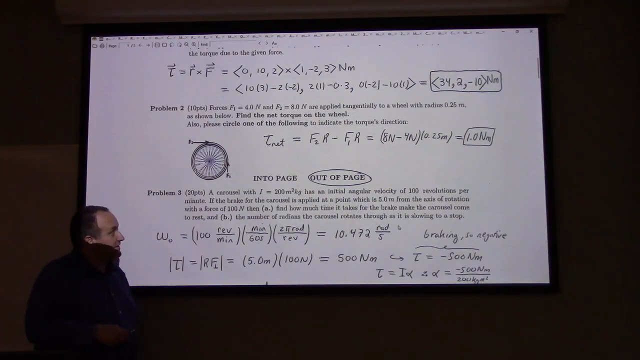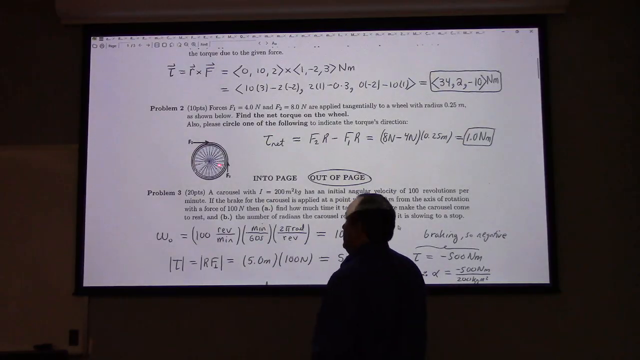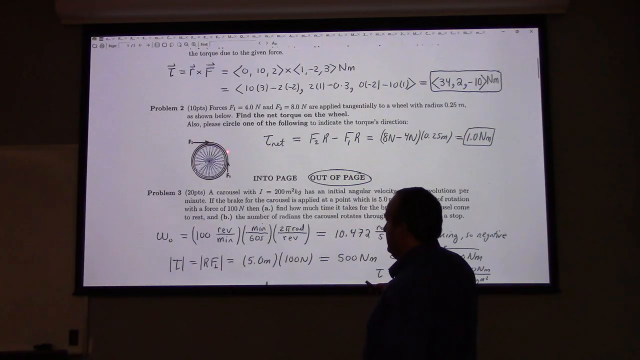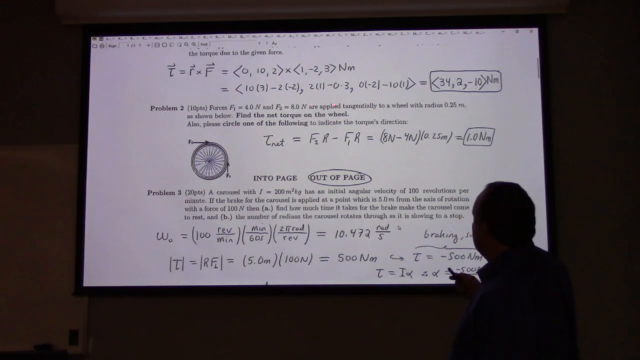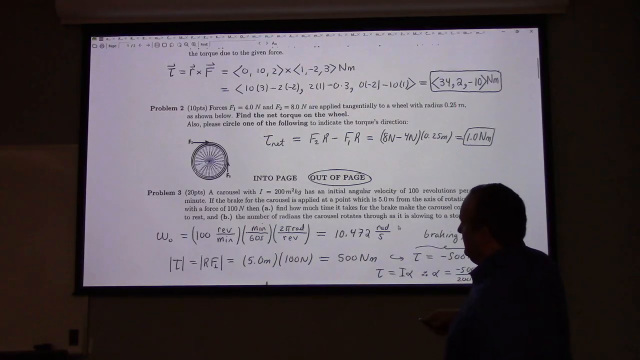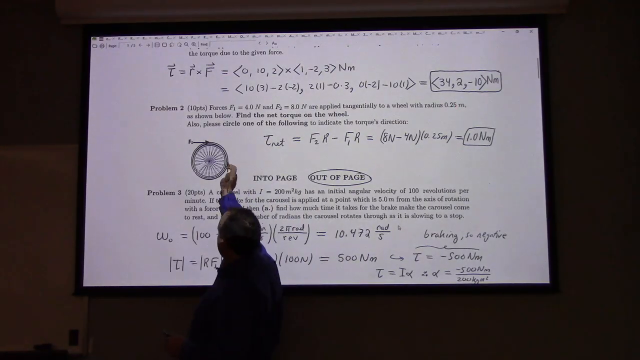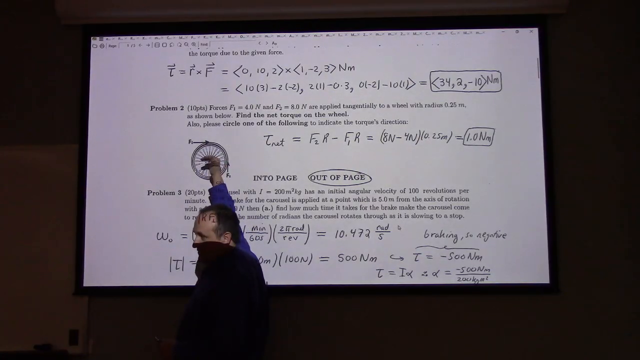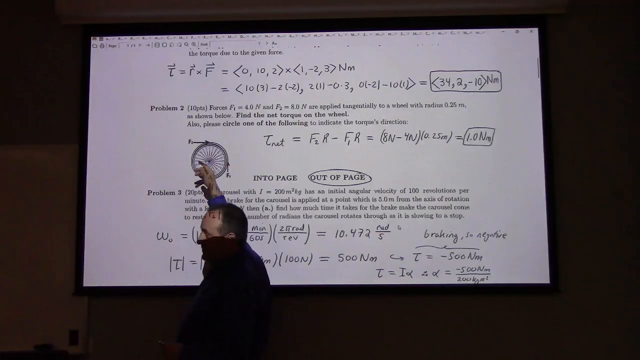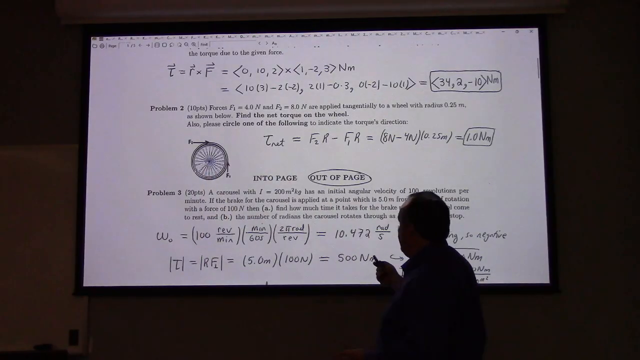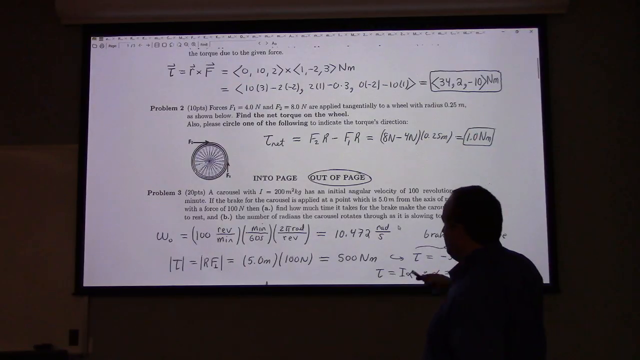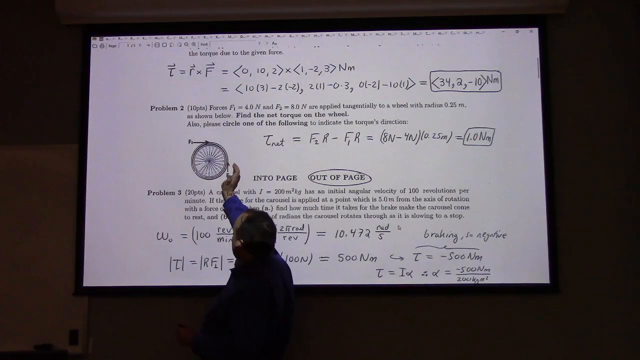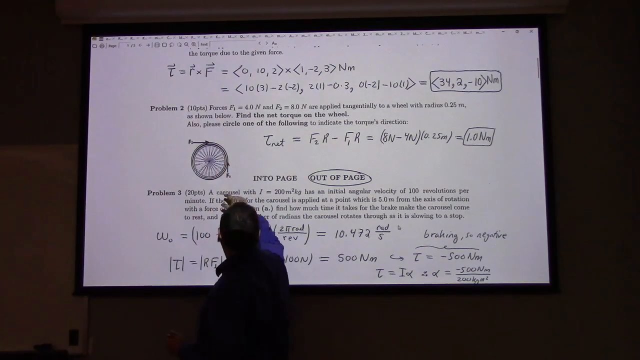Let's see here, problem 2. You have two forces, F1 and F2, as shown. Force 1 is pushing that away. Force 2 is pushing that away. Find the net torque on the wheel. They're both applied at radius 0.25 meters. If I take this to be the positive direction, that means F2 is producing a positive torque, whereas F1 is producing a negative torque in the clockwise sense. So that's why I have F2R minus F1R to calculate the net torque, which gives me 1 newton meter. And the direction worked out to positive, which means that F2 won. So the torque is, by the right-hand rule, out of the page.